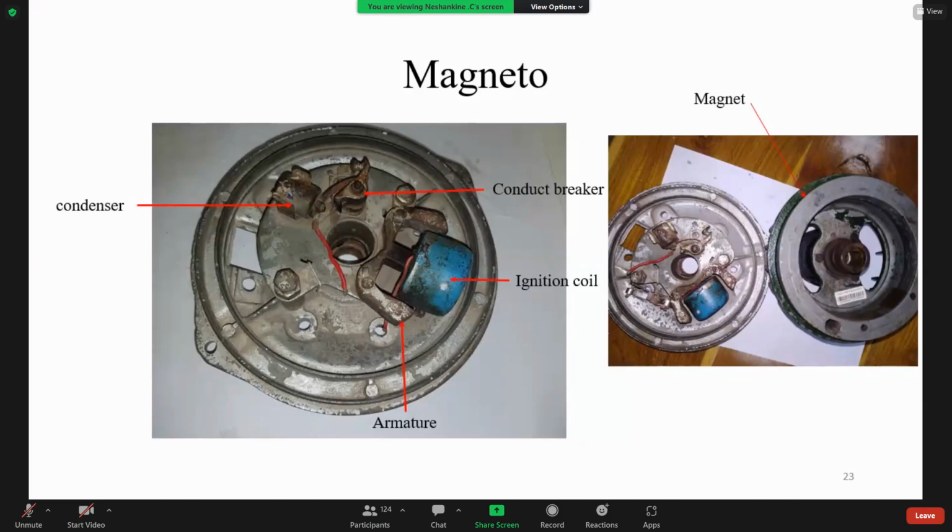Anyone, do you need more time to sketch this figure? Shall we move to the mechanism of this magneto ignition system? Okay, ma'am.